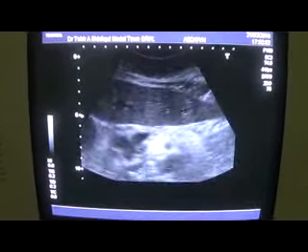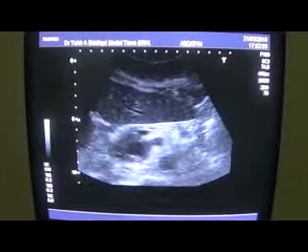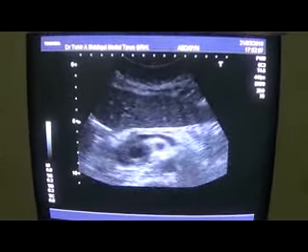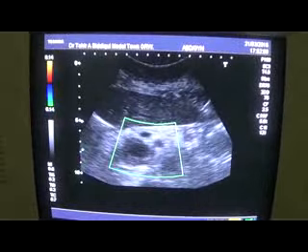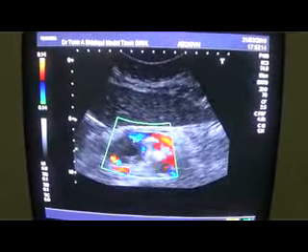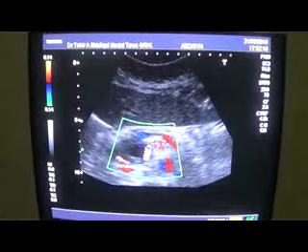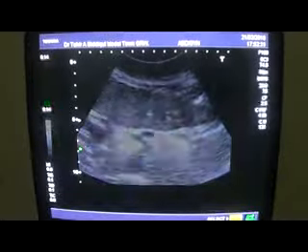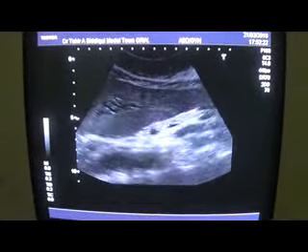This is the transverse section showing you the mass with no dilation of the pancreatic duct, and the mass is avascular. There is no adenopathy.